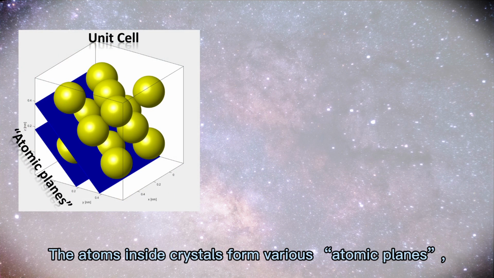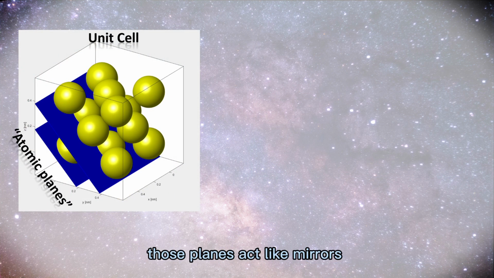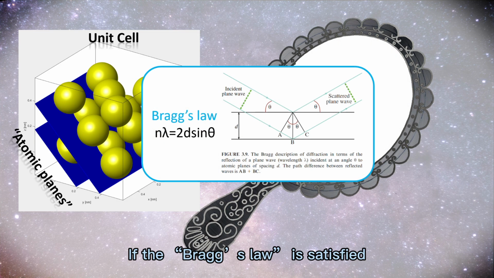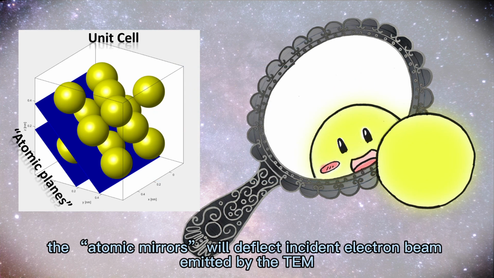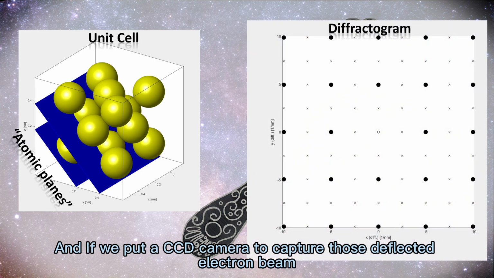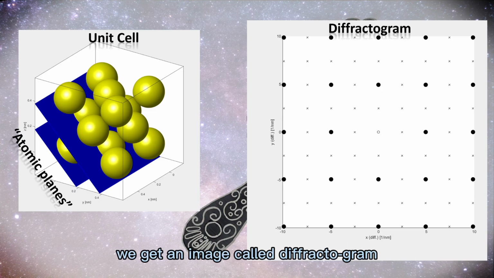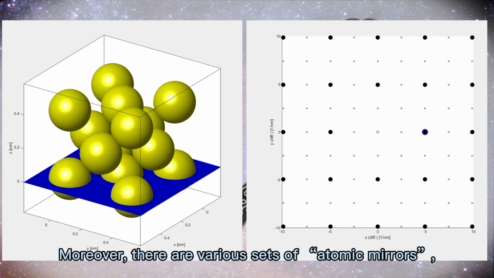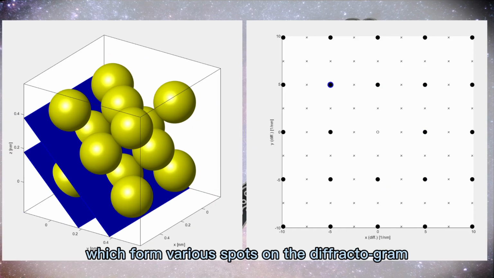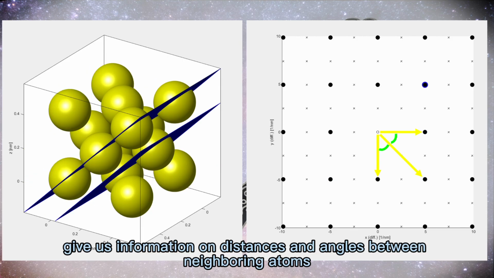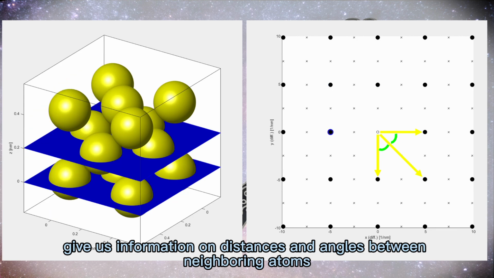The atoms inside crystals form various atomic planes. Those planes act like mirrors. If Bragg's law is satisfied, the atomic mirrors will deflect the incident electron beam emitted by the TEM. And if we put a CCD camera to capture those deflected electron beams, we get an image called a diffractogram. Moreover, there are various sets of atomic mirrors which form various spots on the diffractogram. The spots on the diffractogram give us information on distances and angles between neighboring atoms.